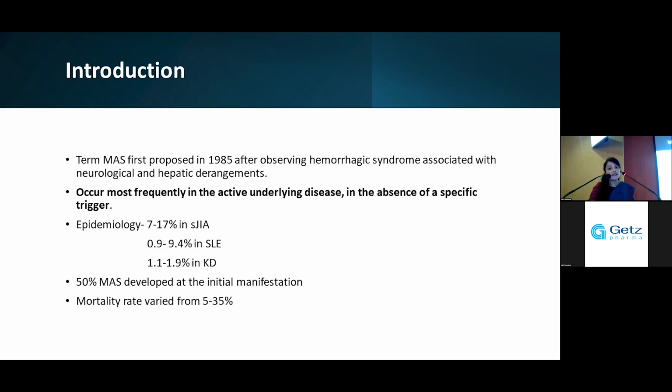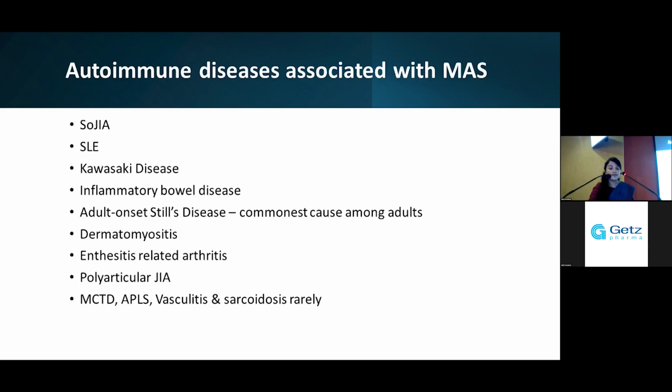Epidemiologically, systemic onset JIA is considered to be the commonest causative factor among children, followed by SLE and Kawasaki disease. The other important point is that 50% of MAS develops as the initial manifestation of the underlying rheumatological condition, as seen in both our cases. And the mortality rate is very high, varying from 5 to 35%.